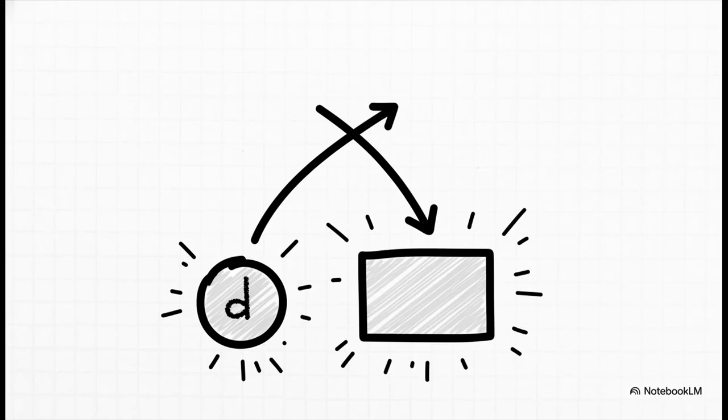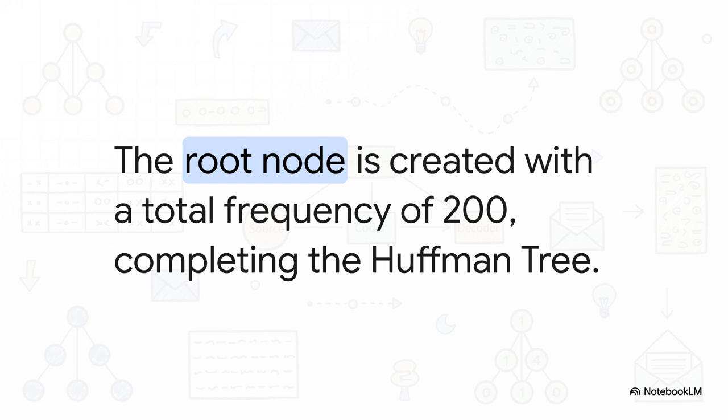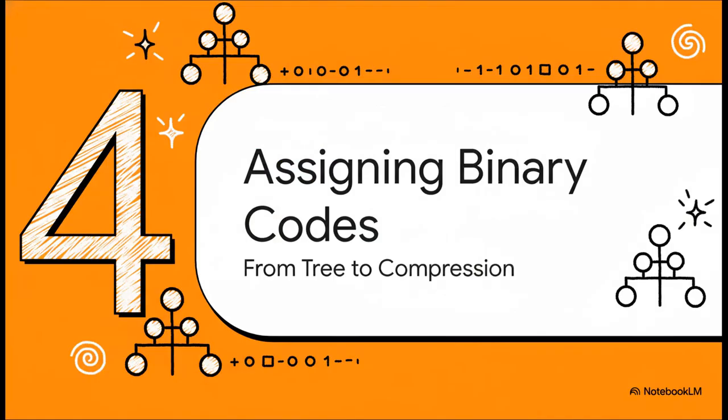All right, here we are, the final step of building the tree. We take the last 2 nodes we have, and we combine them. And there you have it. These last 2 nodes get joined together to create the very top of the tree, the root, which has a total frequency of 200. And our tree is now complete. You can see all of our original characters are the leaves at the bottom, and everything is connected under this one single root. The hard part is totally done.